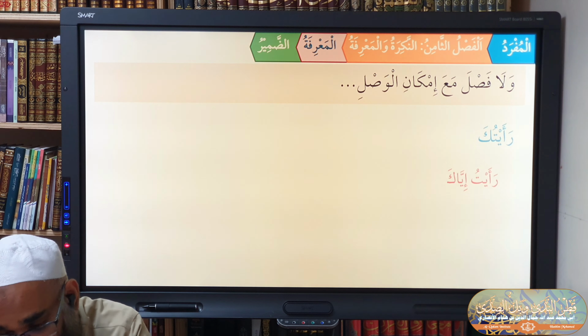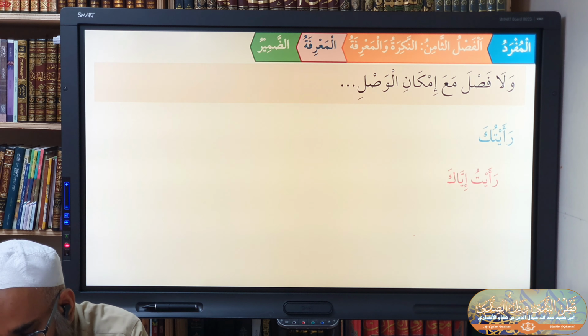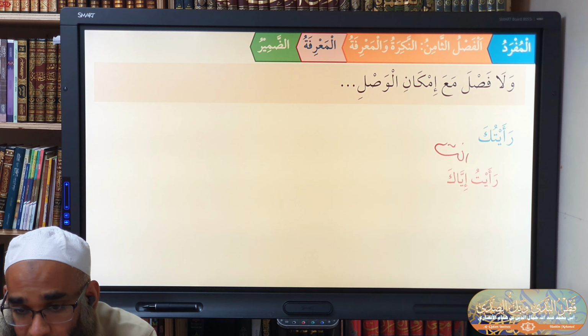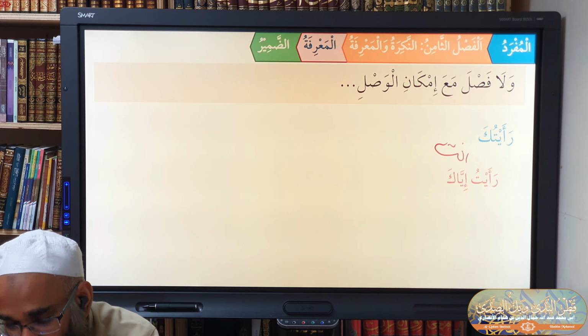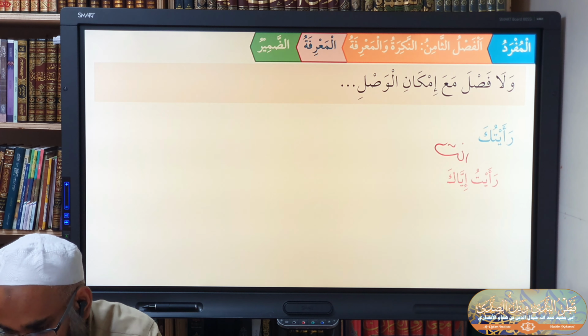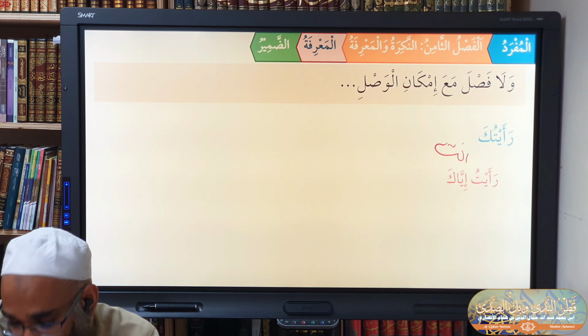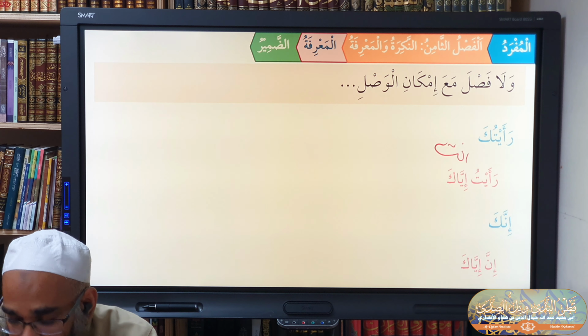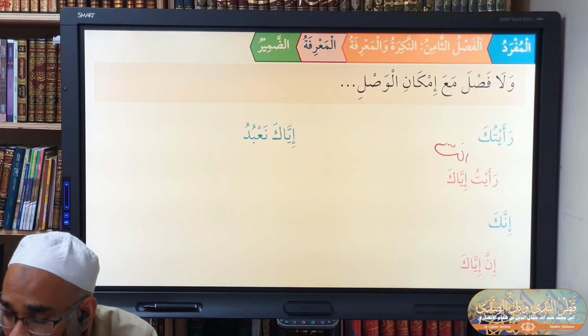You can't say ra'aytu anta as well. But that would be correct because anta is marfu, isn't it? You can't. But that's ta'keed, that's different. You can say ra'aytuka anta, that's ta'keed, later on. But you can't use dhamir munfasil. Innaka, can you say innaka? Yeah. So you can't say inna iyaka. You got it? Iyaka na'bud.